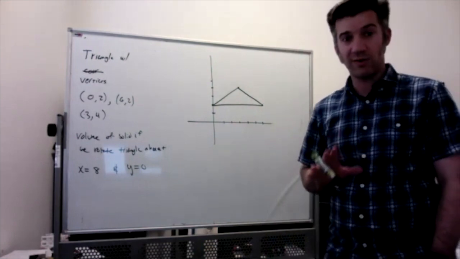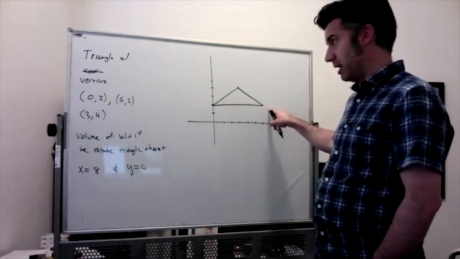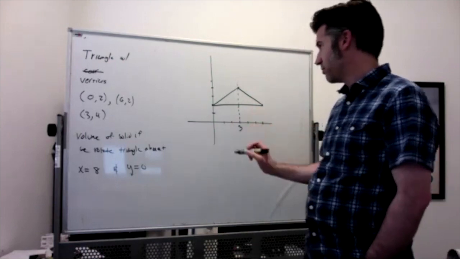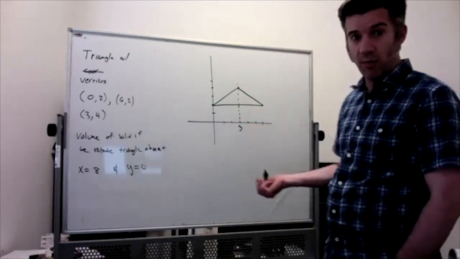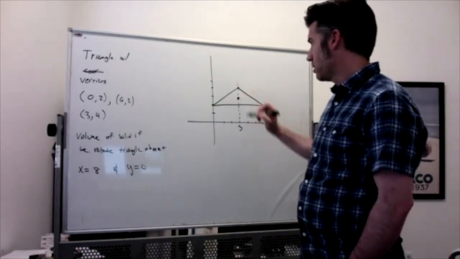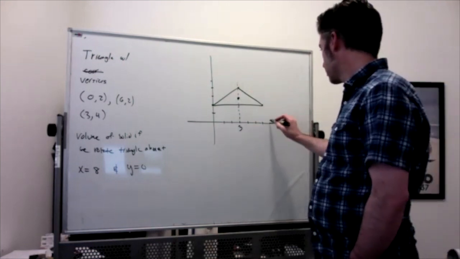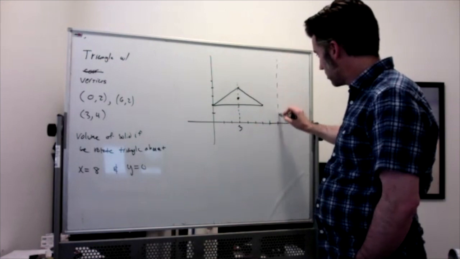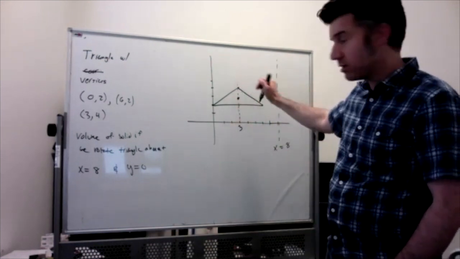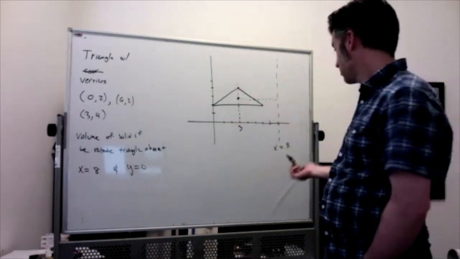Clearly, this triangle is isosceles, right? The distance from here to here is 6, and the distance from here to here is 3. So we know that the centroid is somewhere on this line. Maybe it's about right there. But here's the thing. If we're going around the line x equals 8, no matter how high the centroid is, the distance from the centroid to our axis of rotation is just 5.